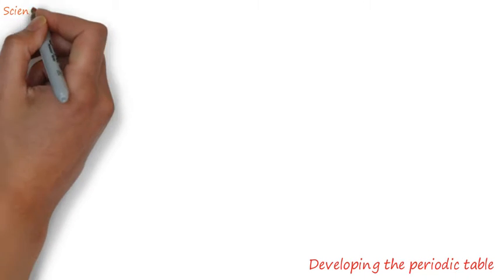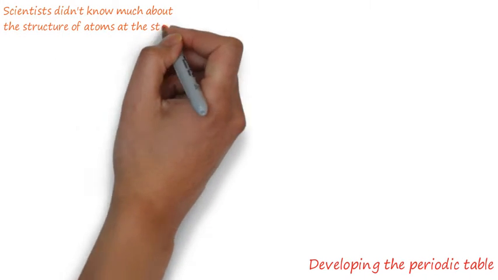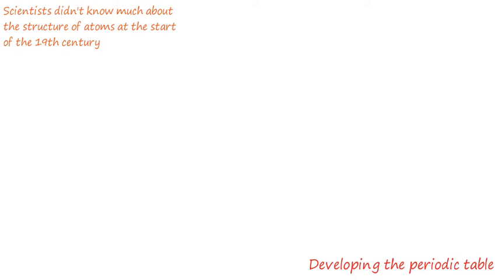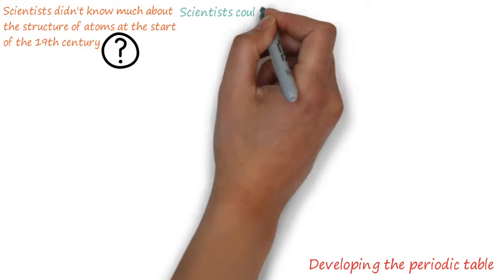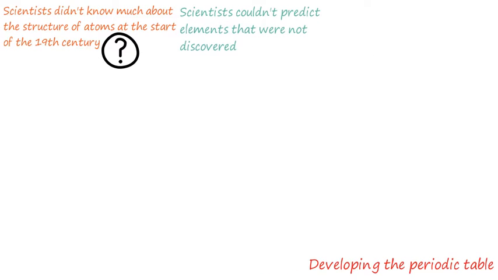Developing the periodic table as we know it was not an easy task. It took the work of many scientists to produce the periodic table we use today. At the start of the 19th century, scientists did not know much about the structure of atoms. At this time, scientists were unable to predict elements that had not been discovered yet. This meant that some compounds were thought of as elements. All these factors made arranging the elements very difficult.